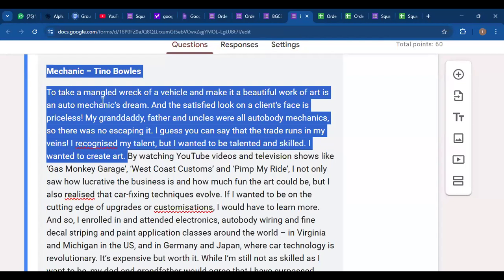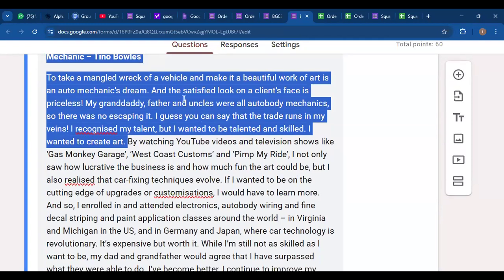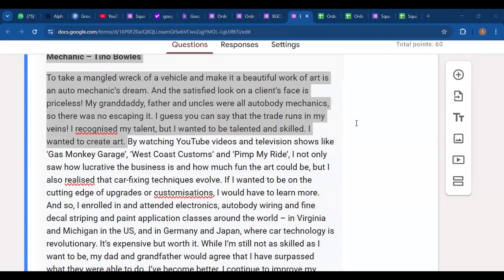To take a mangled wreck of a vehicle and make a beautiful work of art is an auto mechanic's dream, and the satisfied look on a client's face is priceless. My granddad, father, and uncles were all auto body mechanics, so there was no escaping it. I guess you can say that the trade runs in my veins. I recognize my talent, but I wanted to be talented and skilled. I wanted to create art.